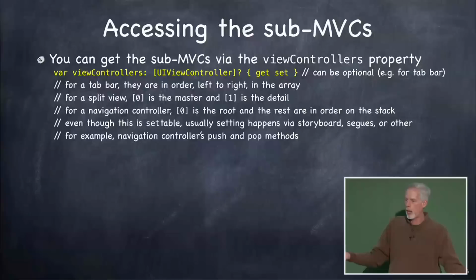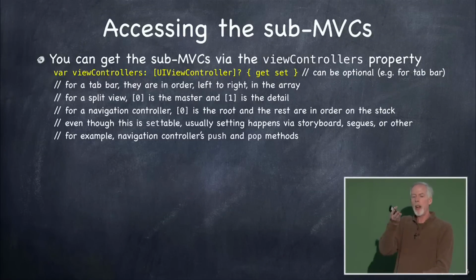All the tabs in the tab bar, both the master and the detail in the split view, all the things on the navigation stack in a navigation controller. It can be an optional, like the tab bar case, it can be an optional. I don't think it's an optional for the other two. You have to look at the documentation for that. But in a tab bar, this is just the array. I believe it's from left to right. Okay, so it's all the MVCs from the left tab to the right. And if you have more, then it spills into the order in the more tab.